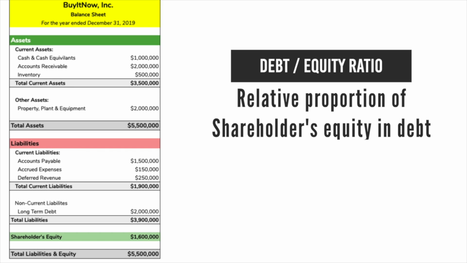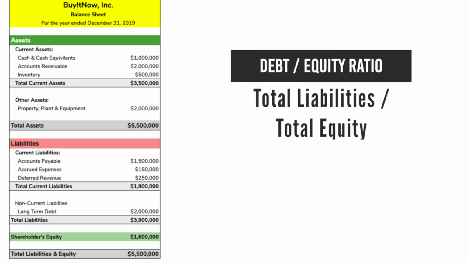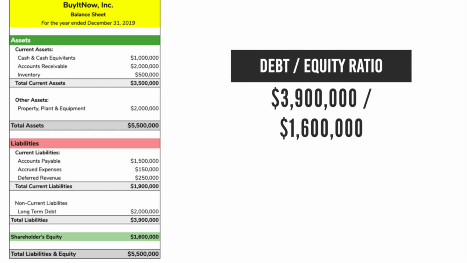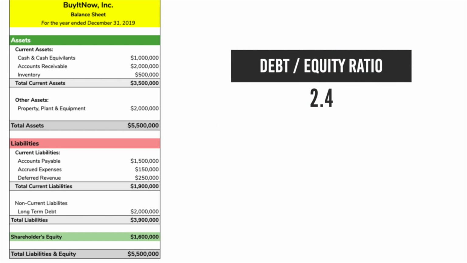If we follow the formula for this KPI, it will be total liabilities divided by total equity. So in this example, total liabilities are $3.9 million. If you divide that by total equity of 1.6 million, you get a ratio of 2.4, which tells us that the company raises capital 2.4 times as much from debt as it does from equity.